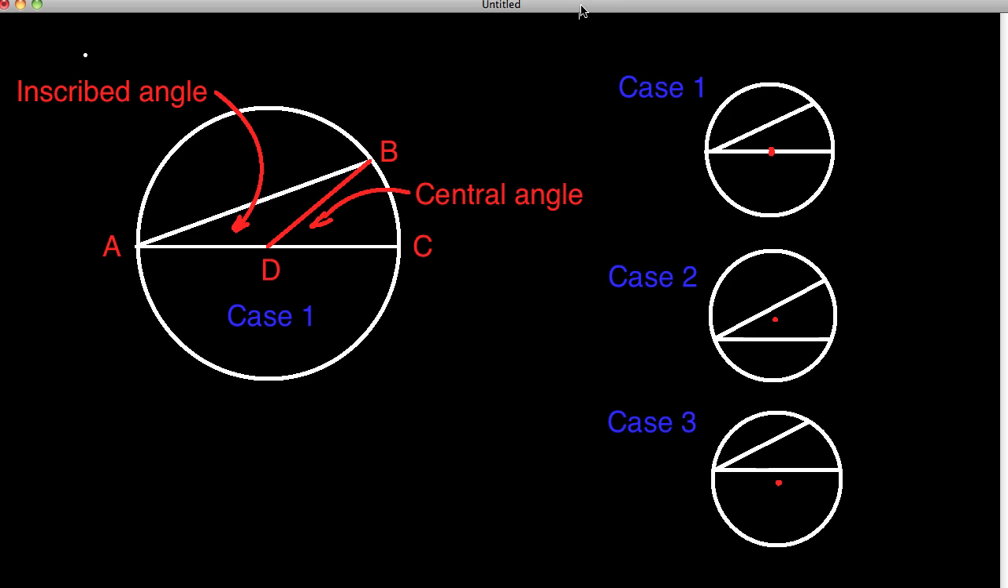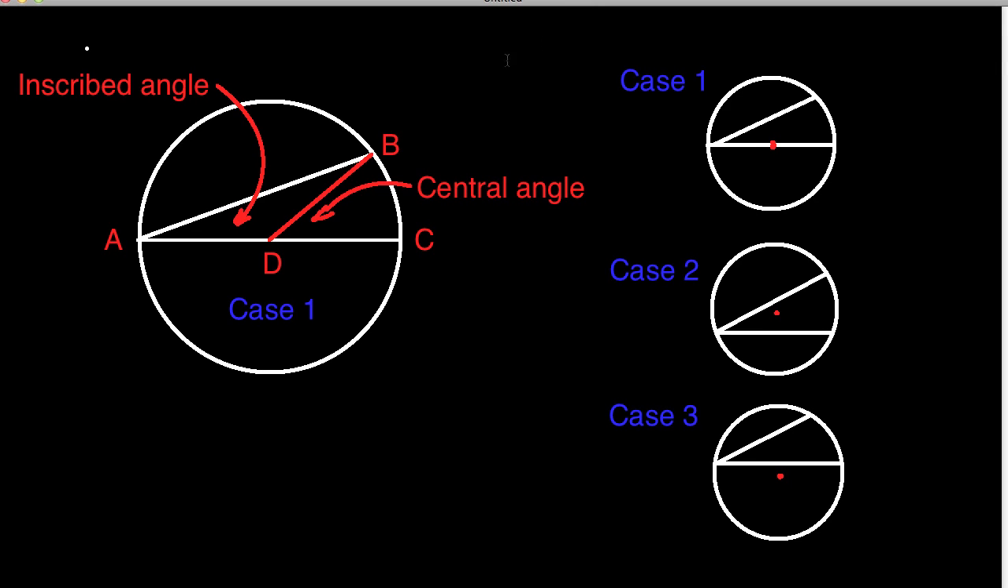There's a result in geometry that tells us that if we have an angle inscribed in a circle, and here we see that angle right here, BAC, that angle will be half the central angle that subtends the same arc length. And here the arc you see is BC. So the result is that this angle, BDC, will be twice angle BAC.